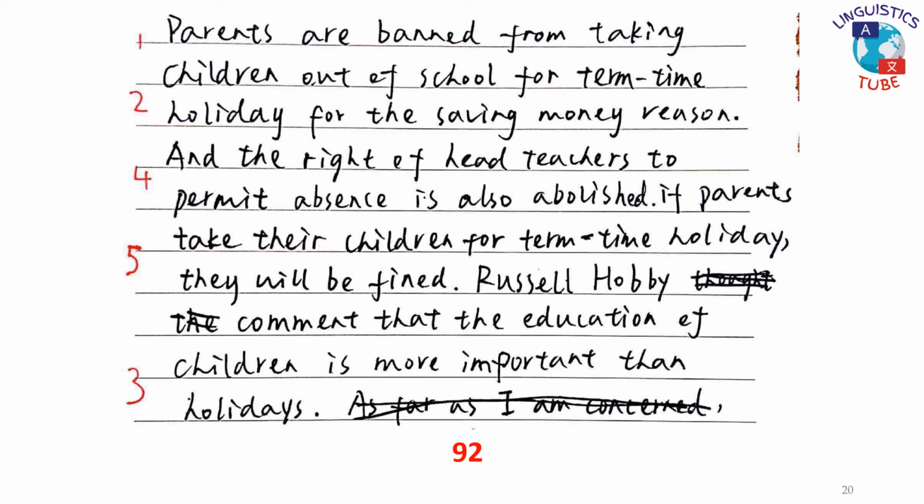Another weakness of this summary is mentioning a person's name and quoting him. It adds some nice extra detail, but it is not essential information, and thus must not be included in your summary. Thus, if you delete the words "Russell Hobby comments that," the summary still has the same basic meaning.